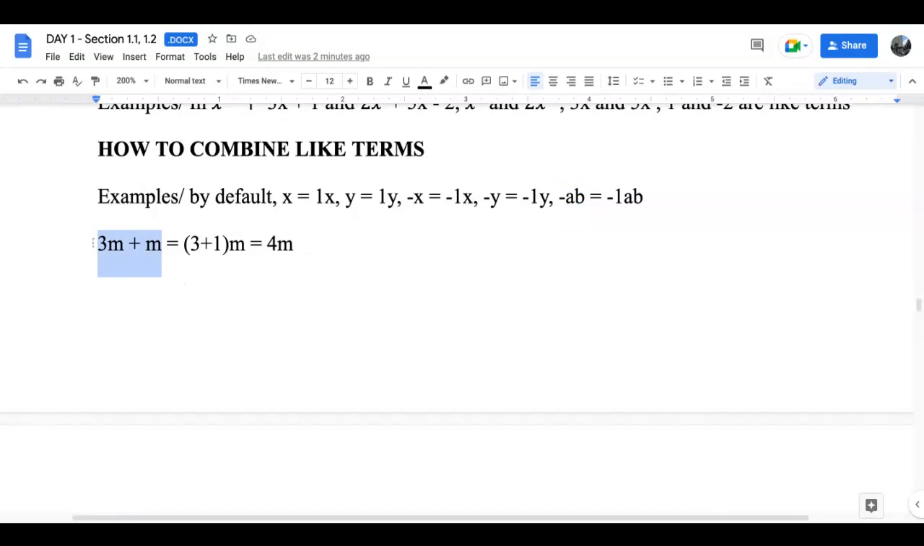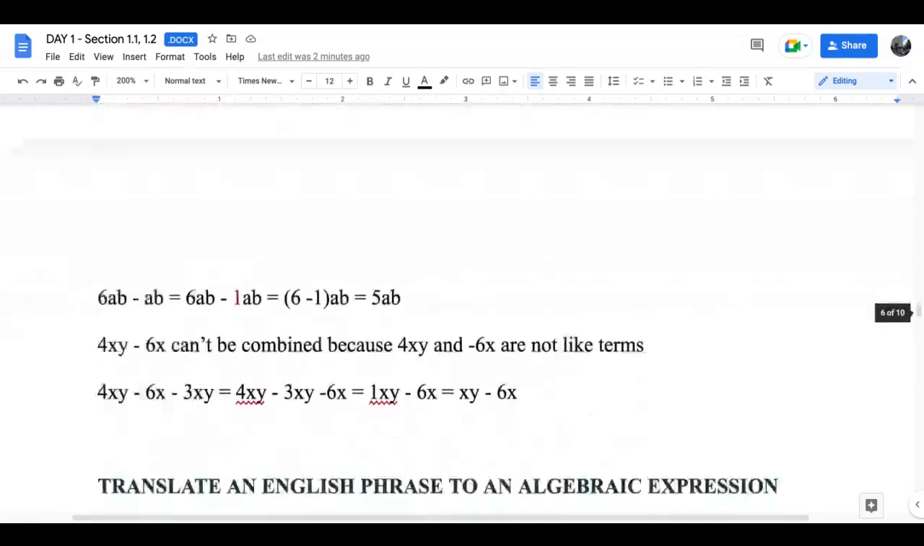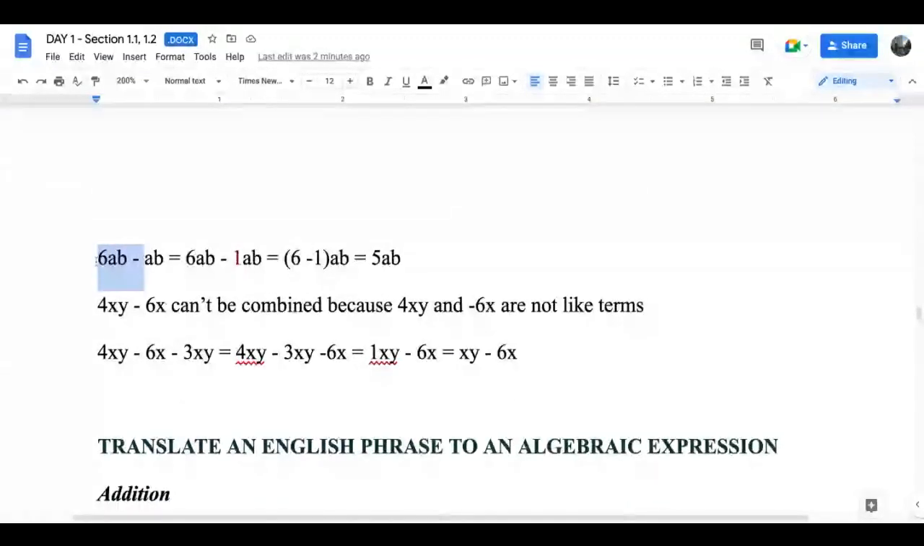Let's see in this case, we have 3m plus m. m means 1m. m is a common factor, so we can factor out the common factor m. So 3 plus 1 is 4, 4m. So 3m plus m equals 4m. Let's see this one. 6ab minus ab. Well, minus ab means minus 1ab. So 6 minus 1 is 5. So that's 5ab.